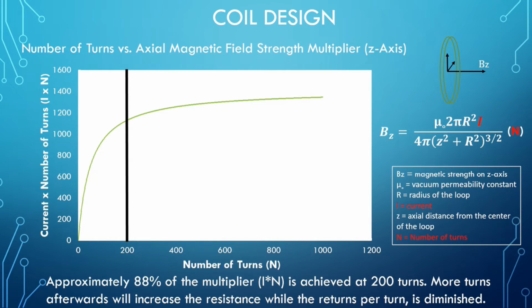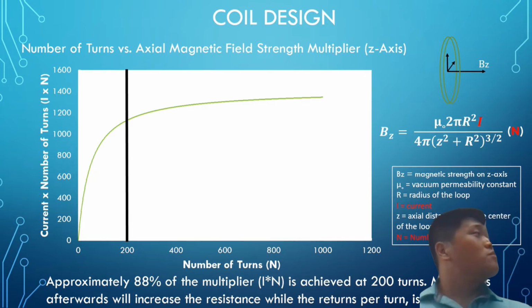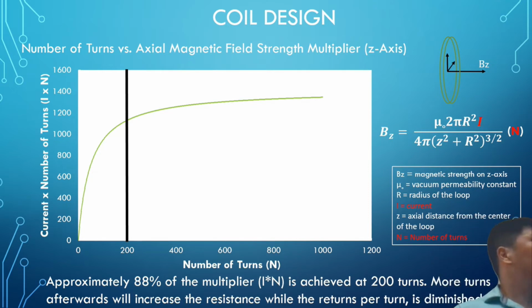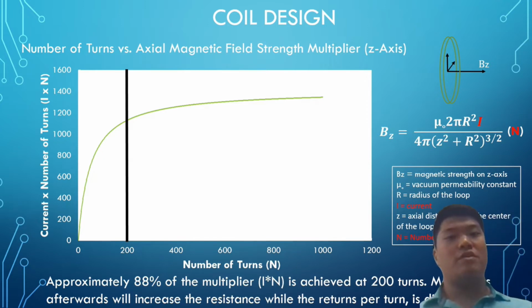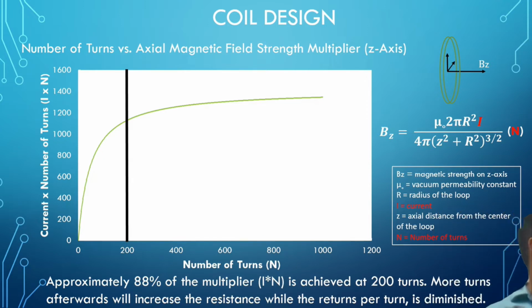So this equation you see here is the Biot-Savart law for magnetic field strength on the center line of a current loop. Bz is the axial magnetic field strength on the z-axis. Mu naught is the vacuum permeability constant. R is the radius, I is the current, and z is the axial distance from the center of the loop.